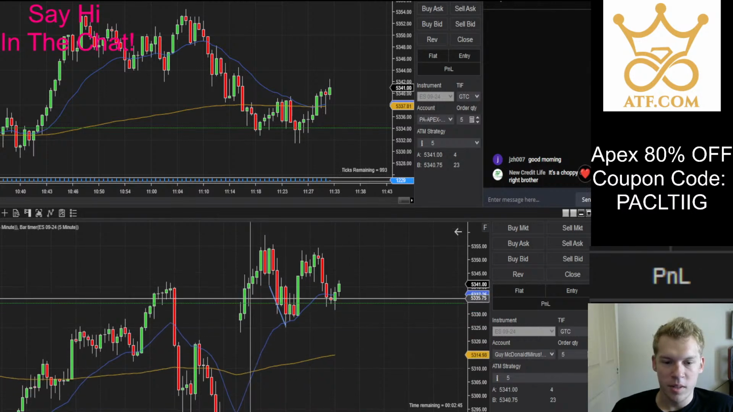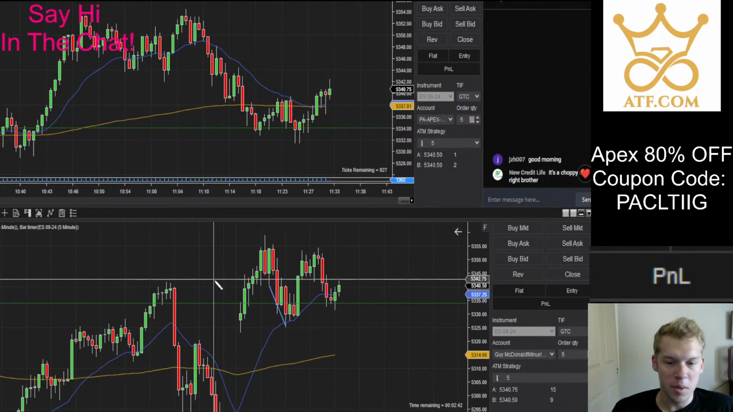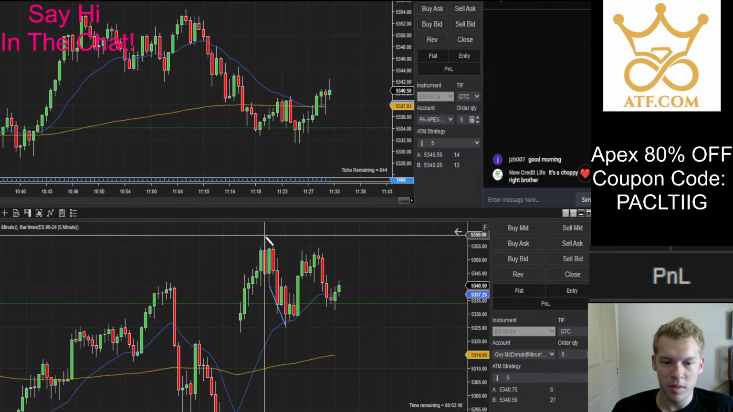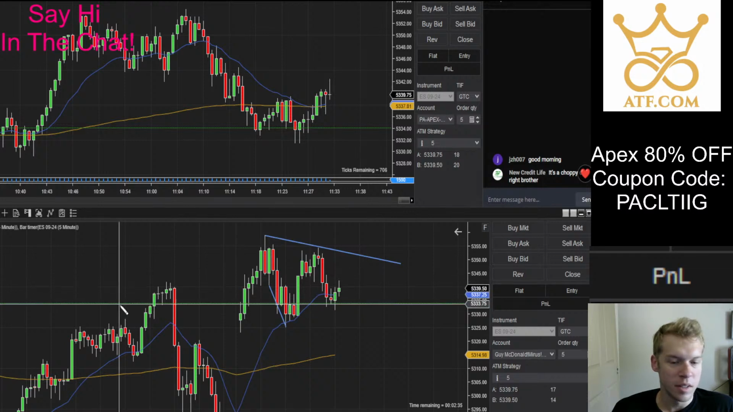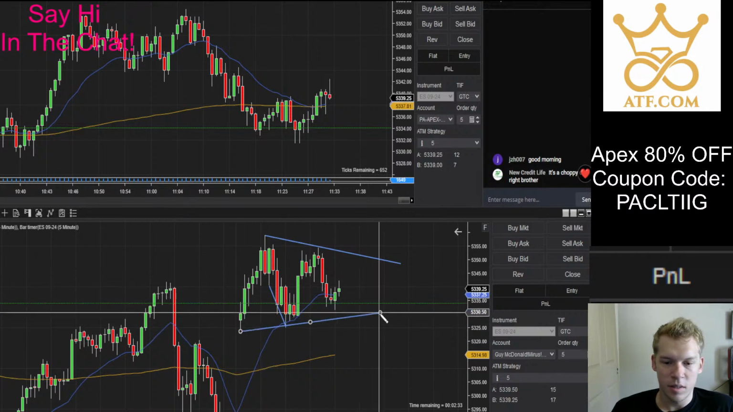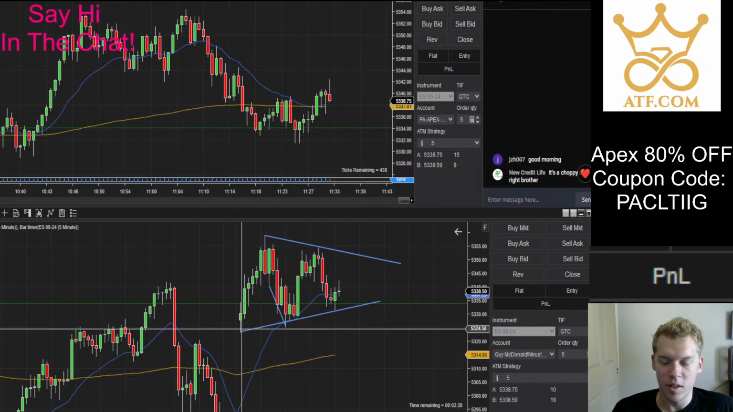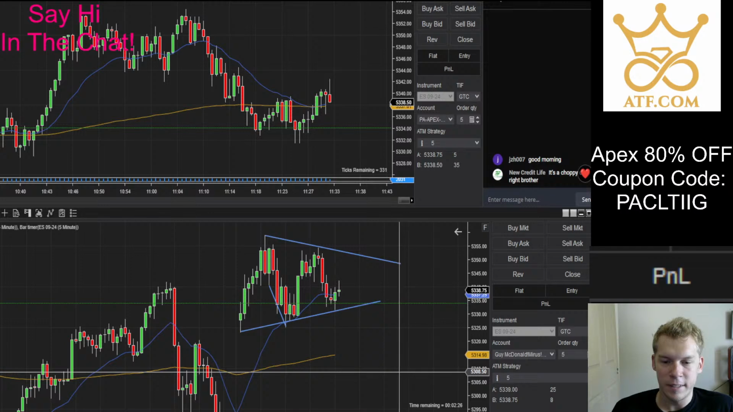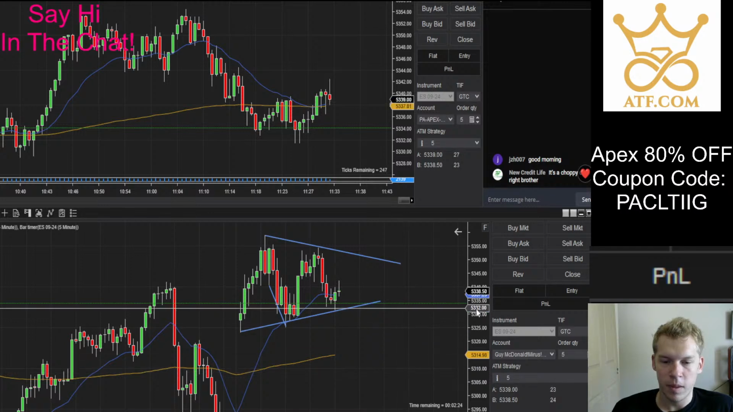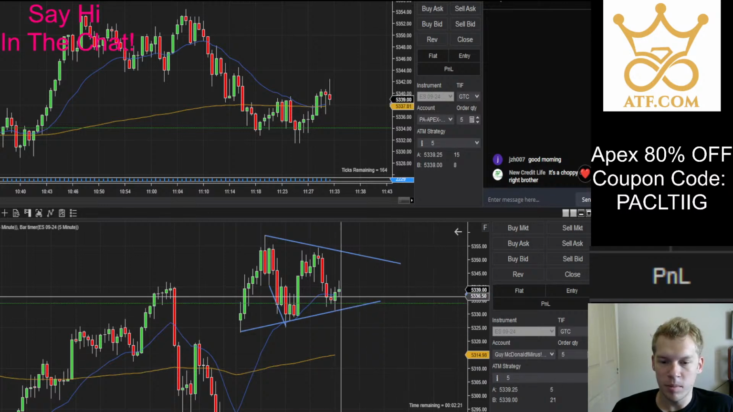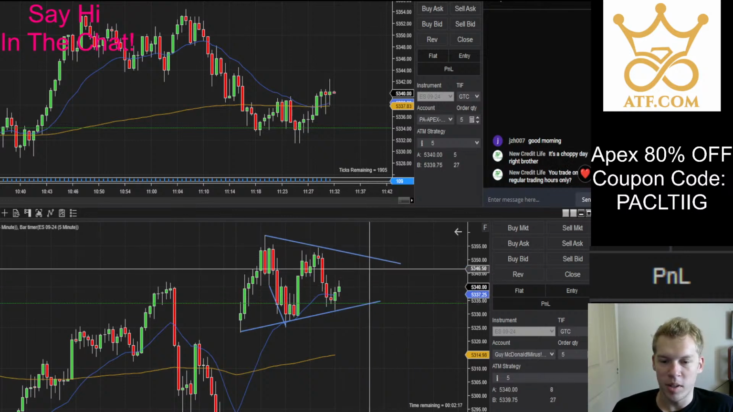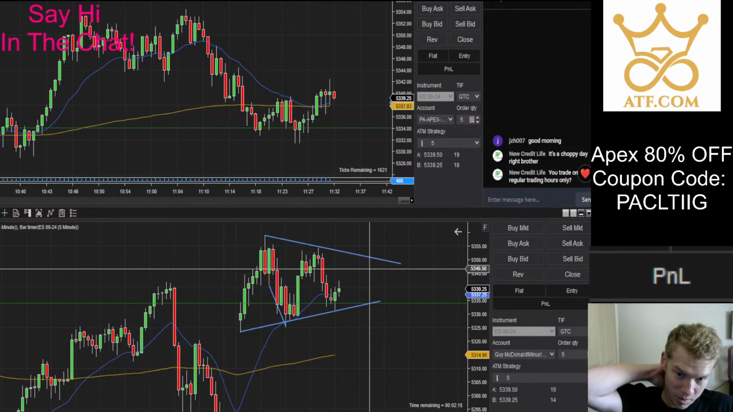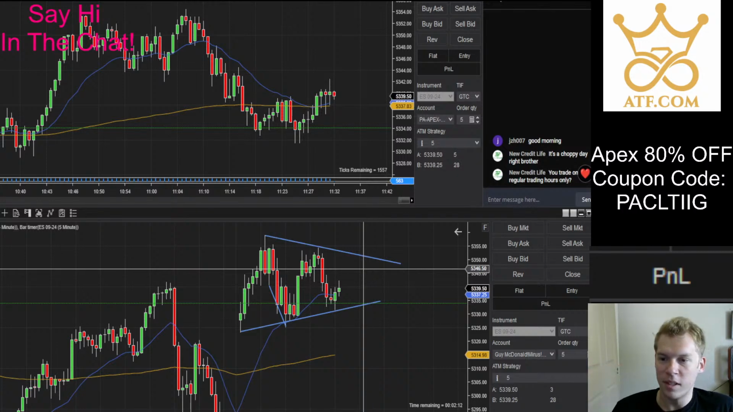I do notice we have a bit of a triangle shape forming. So this high is lower than this high. Then these lows are higher than this low. So probably at some point here the market's going to try to break out, but until it does, we really aren't able to do too much.